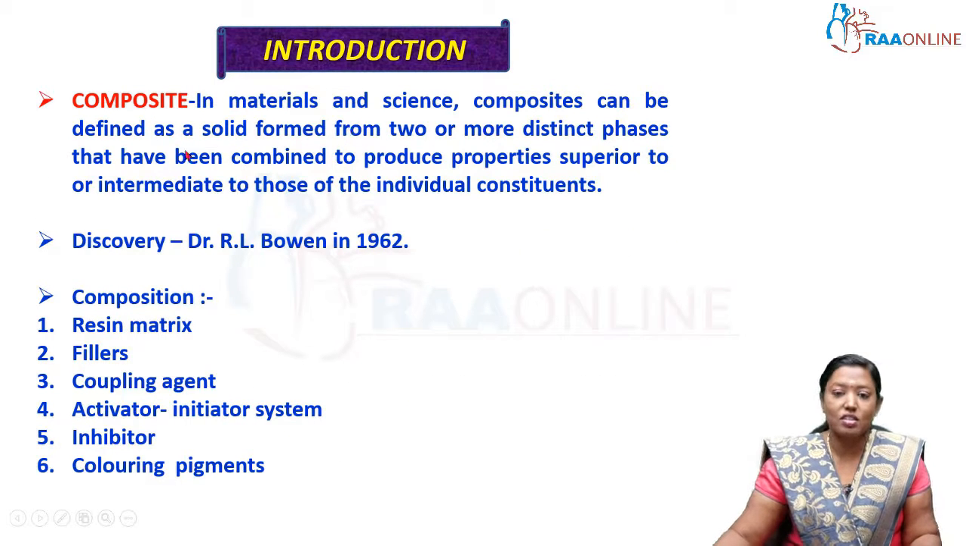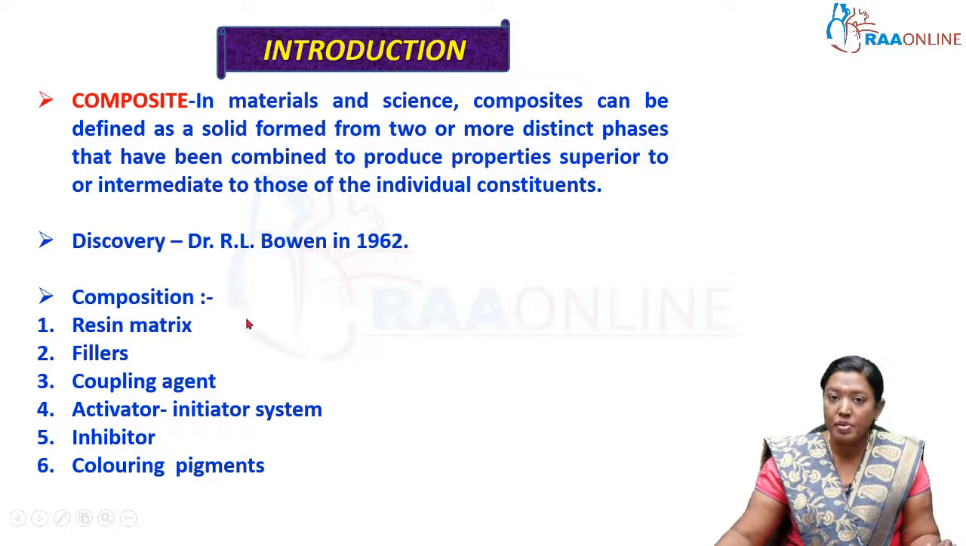Coming to the introduction. So composite resins, as you all know, were introduced by Dr. Raaonline in the year 1962. So composite can be defined as a solid that has been formed from two or more distinct phases that have been combined to produce properties superior to or intermediate to those of the individual constituents.